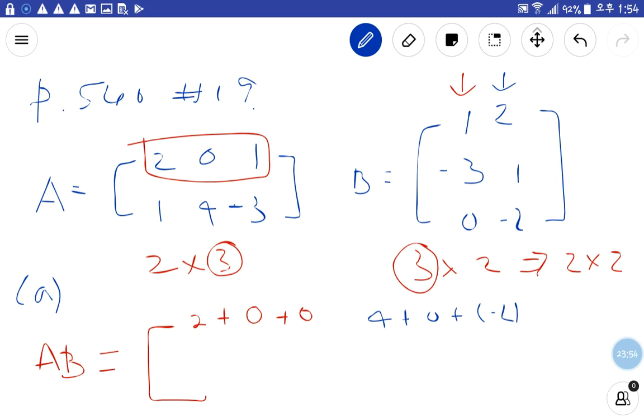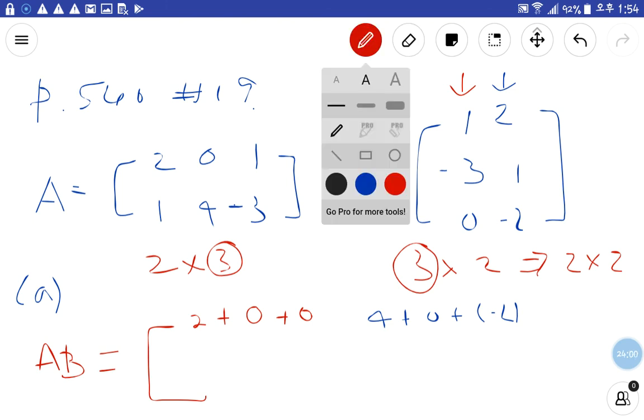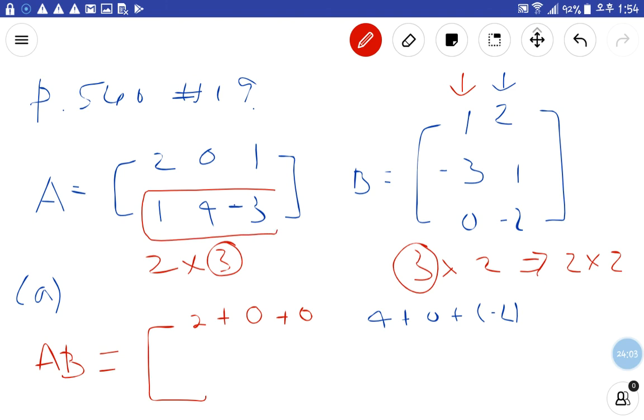Now I have to focus on my second row. So, second row right here, and I'm going to use my first column. So 1 times 1, 1. 4 times -3, minus 12. -3 times 0 would be 0. Now what? Same row, second column. 1 times 2, 2. 4 times 1, 4. -3 times -2, positive 6.